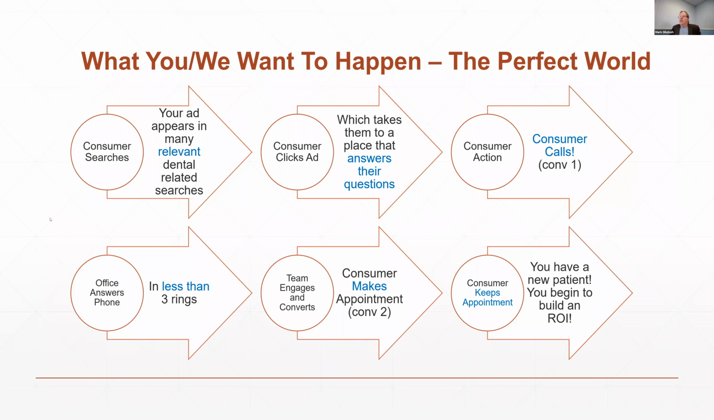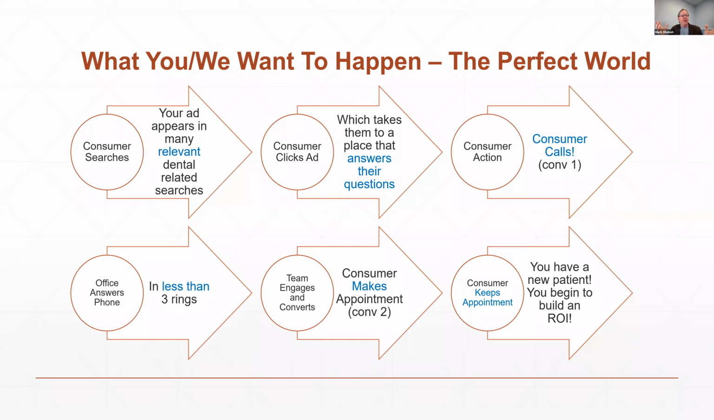So let's take a look at a perfect world, because in order to understand how to optimize a Google ad campaign, you kind of have to have a picture of a perfect world. And then you need to know, well, how can that perfect world fall apart? So in this slide, we have a consumer who does a search, and then your ad appears.